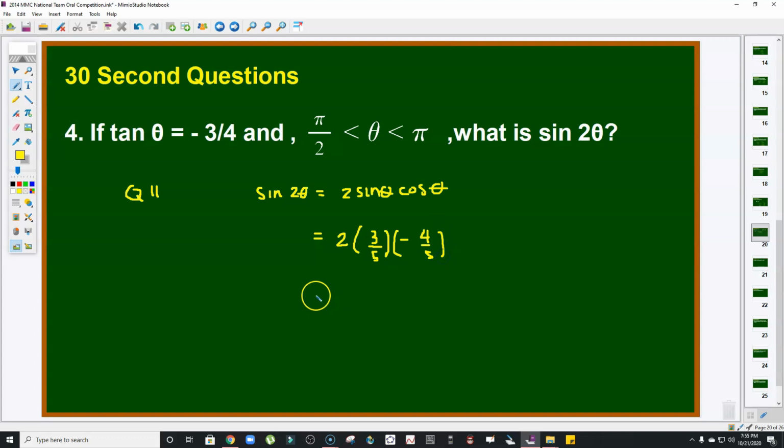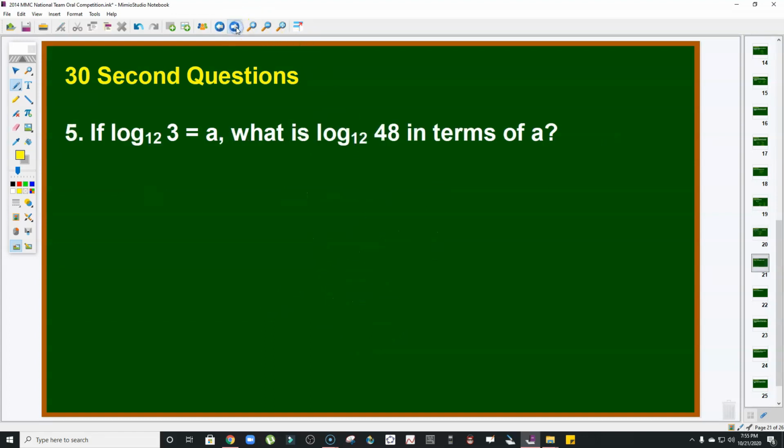Then that's it. So 2 times 3 times 4, that's negative 24 over 25. So this is sine 2 theta. Clear? Okay, problem number 5.